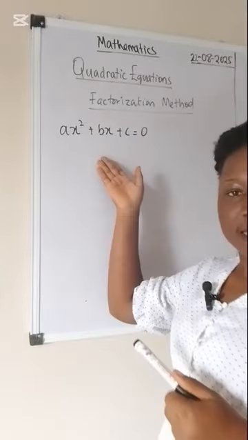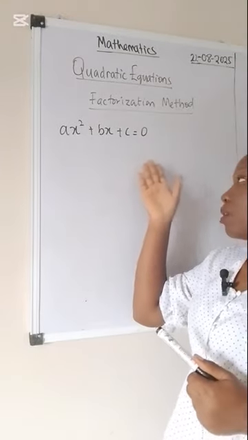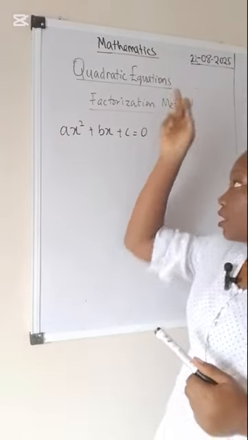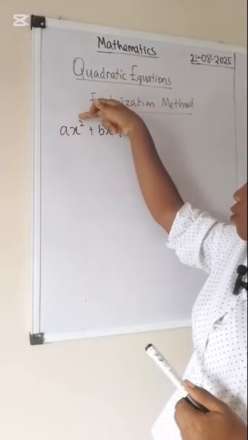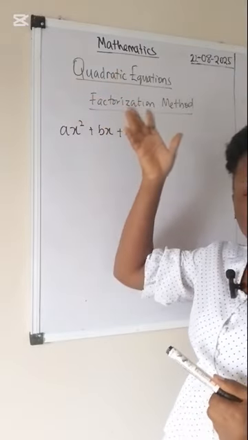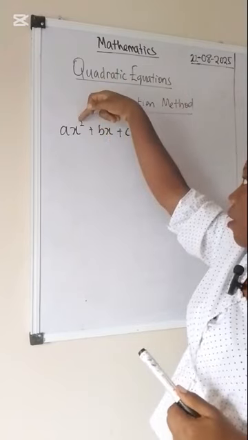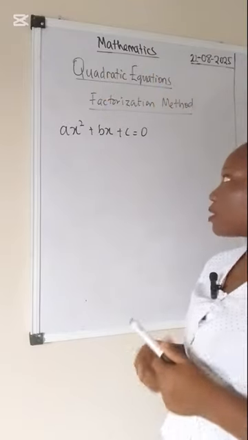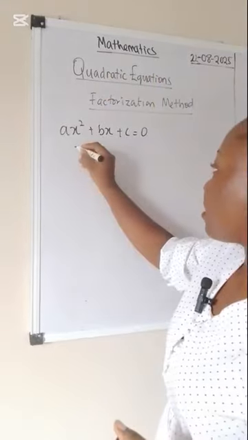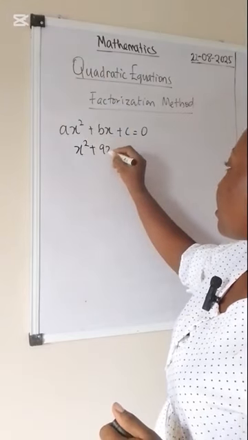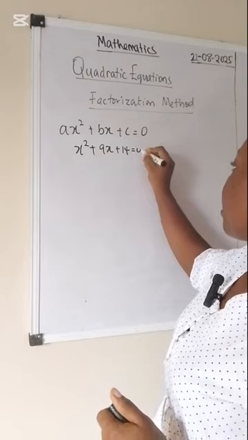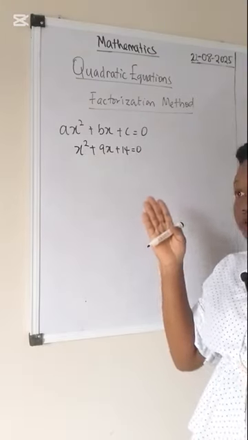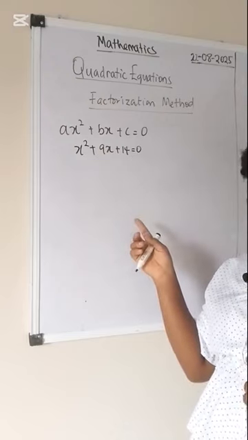All right, this here is the general form of a quadratic equation. Usually a quadratic equation is in this form. The greatest power of the unknown is usually 2. That makes it a quadratic equation. So if the power here is 3 or less than 2, it's not a quadratic equation. Now let's take an example. Let's say x squared plus 9x plus 14 equals 0. Let's use the factorization method to solve this equation.